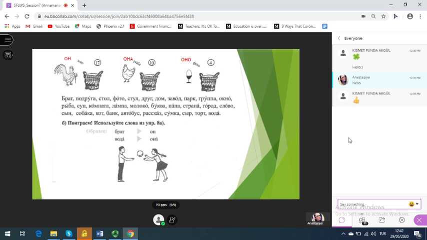Reading the table, logically thinking, and composing the rule by themselves, students understand that not everything is so complicated in Russian, and this undoubtedly motivates them for further learning. Thank you. Annamaria will continue now.